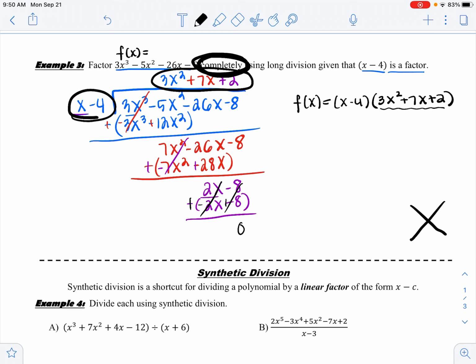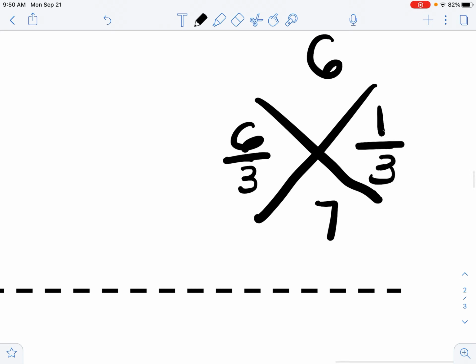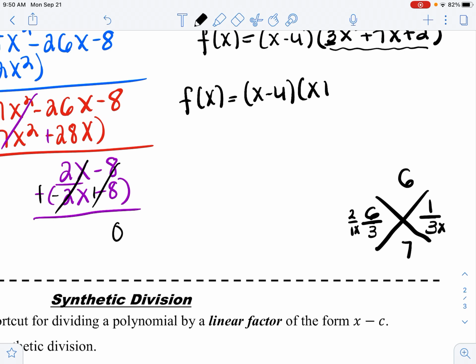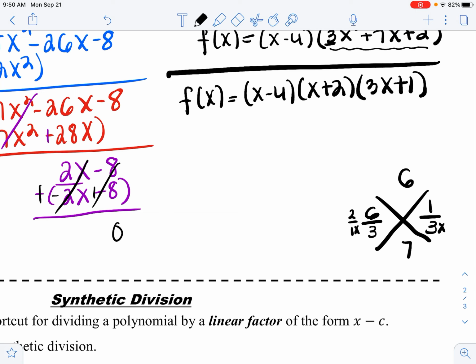So what I do is I make this x, and then I look for two numbers that multiply to give me 6 and add to give me 7, which are 6 and 1. And then don't forget to divide those two numbers by the lead coefficient, which is 3. Simplify either of these if they are simplifiable. This one simplifies to 2 over 1. So this is 1x plus 2, or just x plus 2, and this is 3x plus 1. All right, so now I know I have f of x equals x minus 4 times x plus 2 times 3x plus 1.